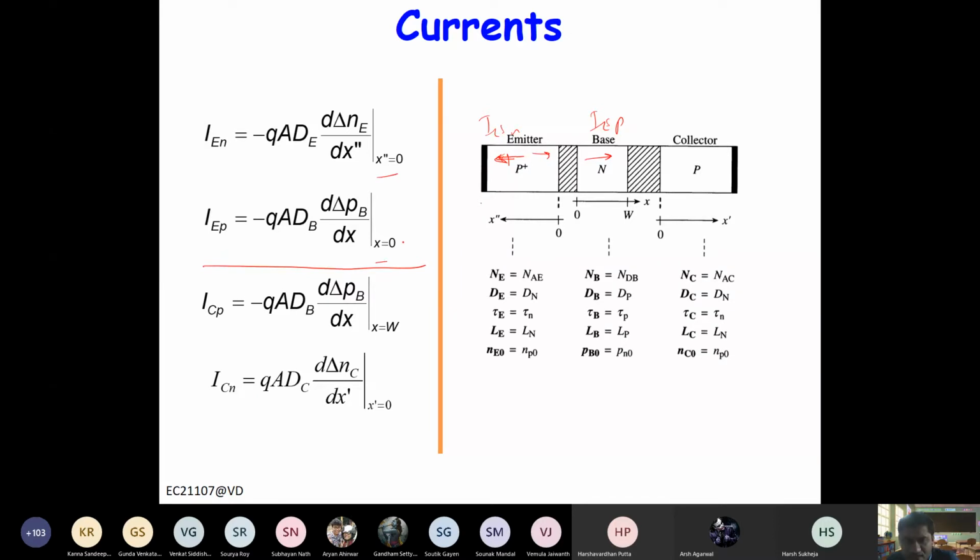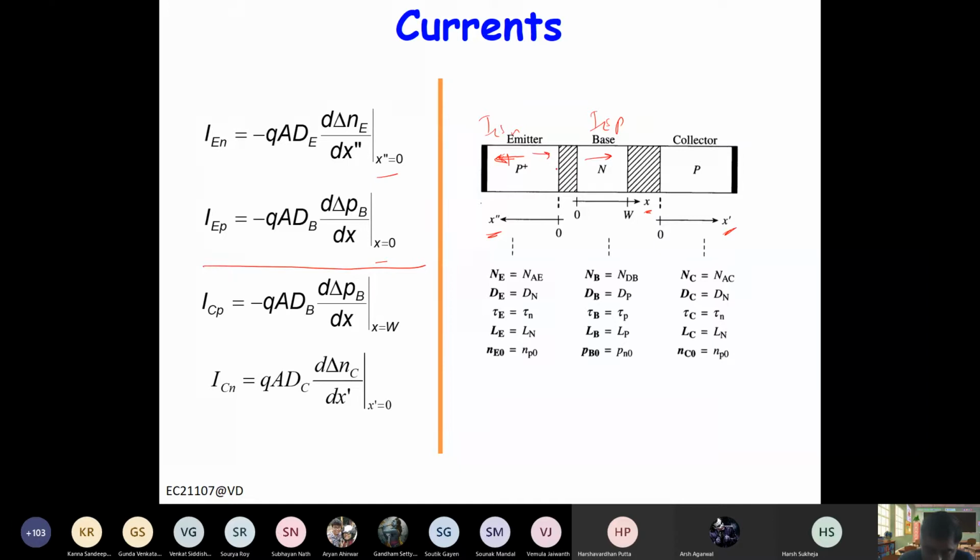Now you please note the notation here also. For base region, we are using x. For emitter region, we are using x double prime. For collector, we are using x prime. And the direction also, it is increasing in positive x. x prime is also increasing in positive x. x double prime is in minus x direction, right? So that we just have to take the derivative.